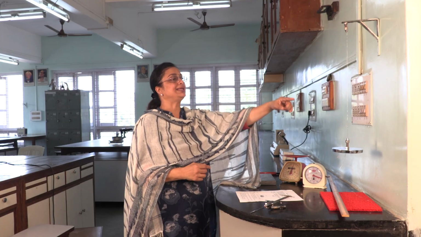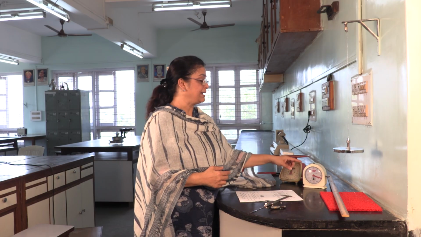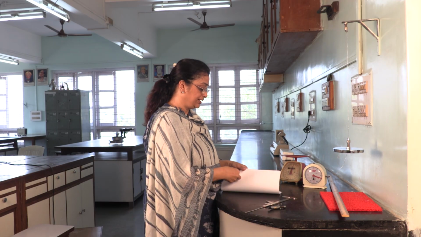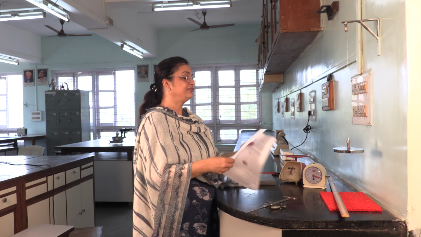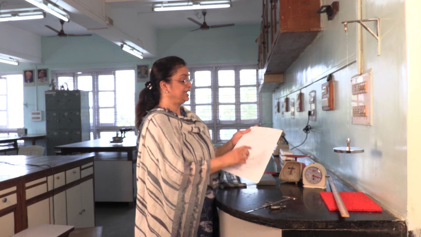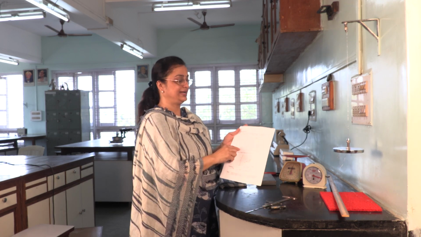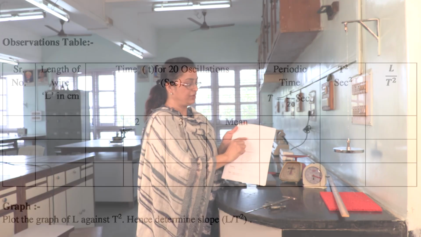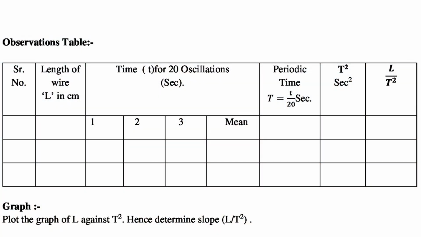So for the particular length, for 20 oscillations, what is the time taken? That we note in the third table, which is the table for entering the oscillations for different lengths. For the same length, we repeat the experiment 2 more times and find the average, and hence we find the time period capital T, which is equal to small t by 20.